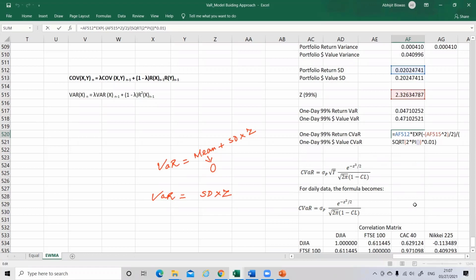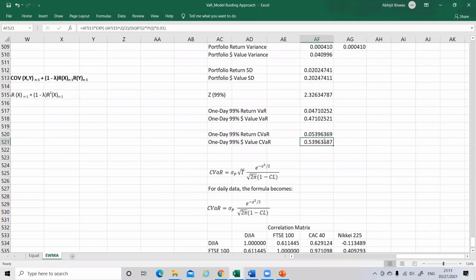So 1 minus confidence level is 0.01, because 1 minus 0.99 is equal to 0.01. And for pi, you can use 22/7, or you can simply use the PI function with double brackets. Calculate it for the dollar value, right? Just enter the formula.